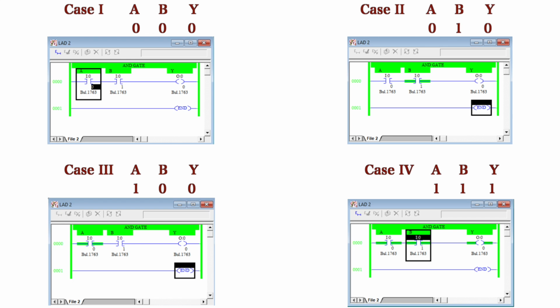Since now the power will flow from the left rail to the right rail, the output will get energized, so the output will be high and you will get a high output in that case. So here in this figure we have covered all the 4 cases of the AND gate. The output will be high only when both the inputs are high, and the output will be 0 in all the rest of the conditions: 0 0, 0 1 and 1 0.